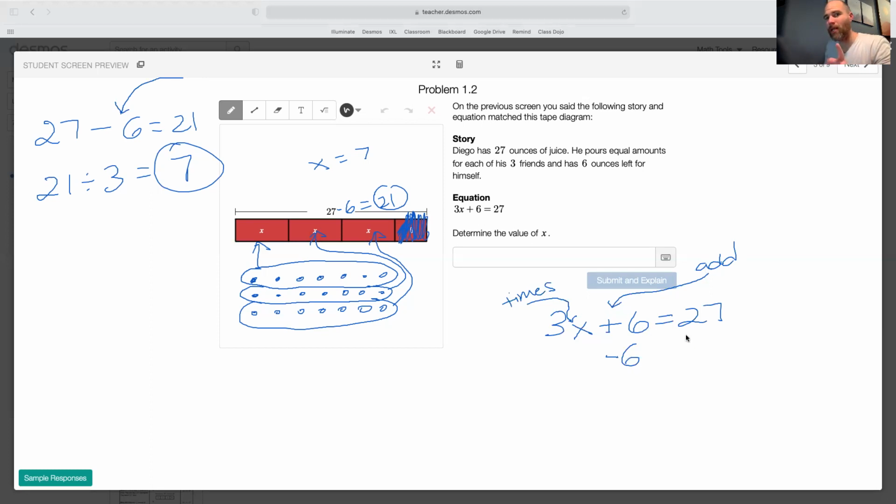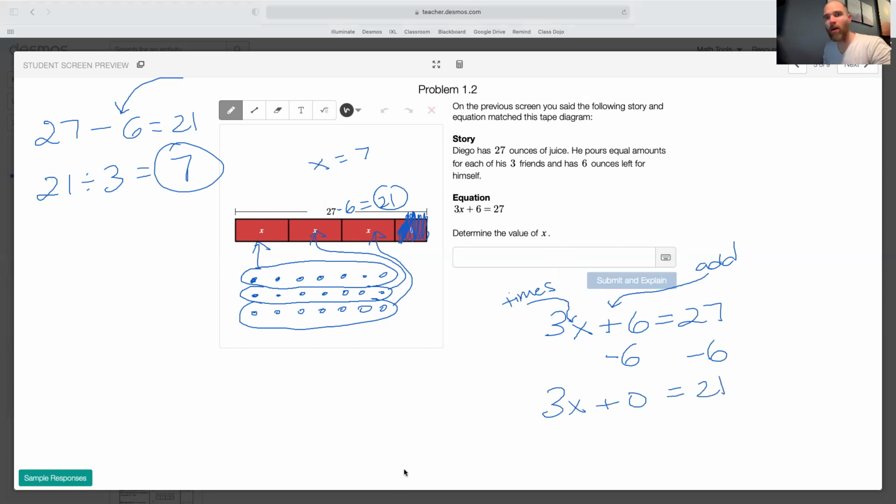But if I do it to one side of the equation, I must do it to the other side. That's the way equations work. That's how we keep them balanced and equal. Well, what happens on this side is I get 3x plus 6 minus 6. But a plus 6 and a negative 6, minus 6, whatever you want to call it, doesn't matter, that equals 0. So I get 3x plus 0 equals 21.